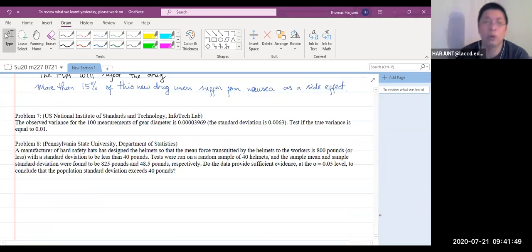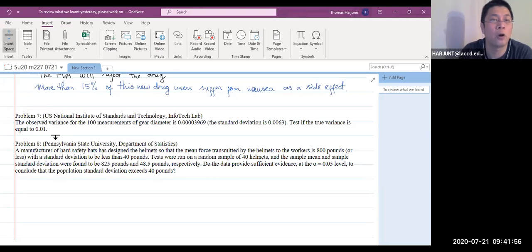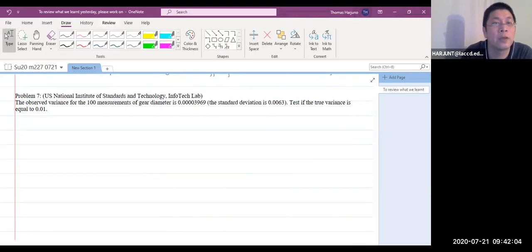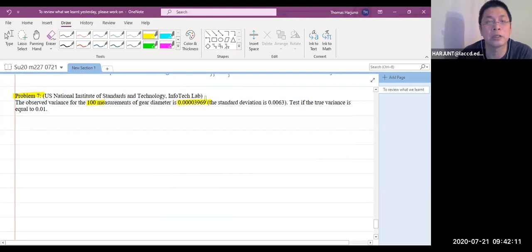Now, we have two more questions, but question number 7 and number 8 is something other. That's actually from 10.3. Let's see what we have here. Problem number 7. The observed variance for 100 measurements of gear diameter is this. So the sample size is 100. The sample variance is 0.00003969. Or they give us here the standard deviation, 0.0063. Now test if the true variance is equal to 0.01.